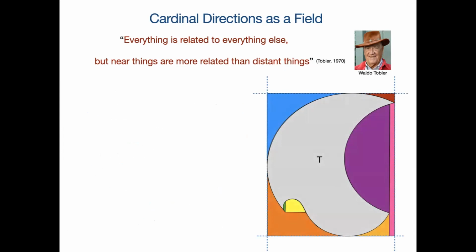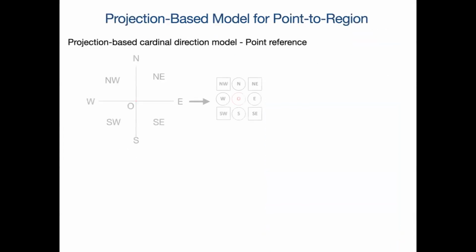Simultaneously, when we consider the cardinal direction as a field, it exists everywhere. From the target region, it's the exterior of the space. Anywhere from the exterior, you can define the cardinal direction. It's continuous and exists everywhere. Now, we're using this projection-based model.